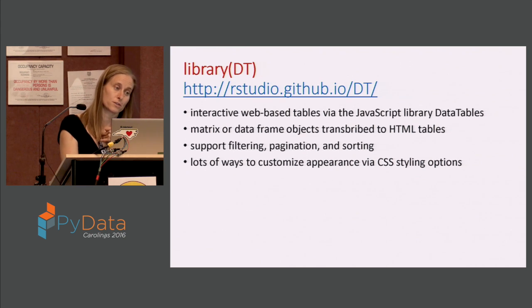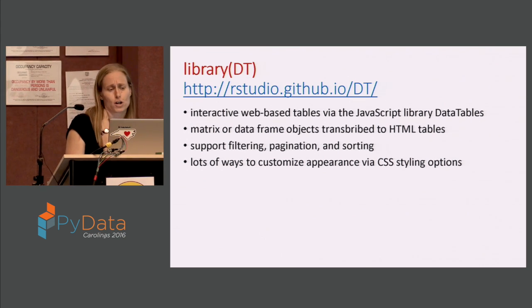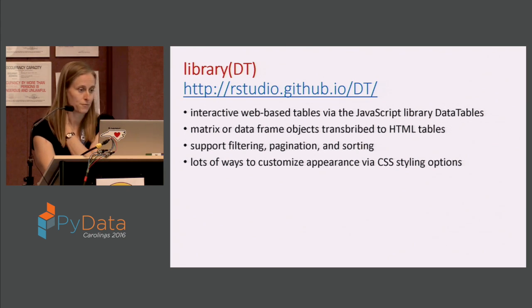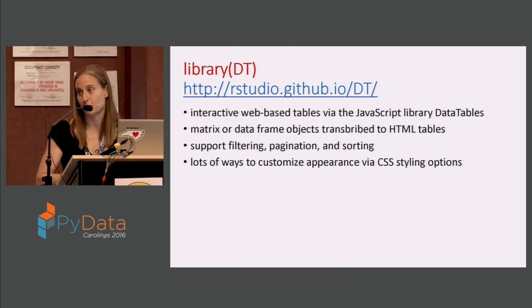The first one, you'll need to load up a library, have the DT package, and everybody should have RStudio open, hopefully. If you want to go look at these, the links are there to look at some of the documentation. But DT gives you interactive web-based tables via the JavaScript library DataTables. You can feed in matrix or data frame objects, and they'll be just transcribed to HTML tables. And they have a bunch of little filtering, pagination, sorting just by default.